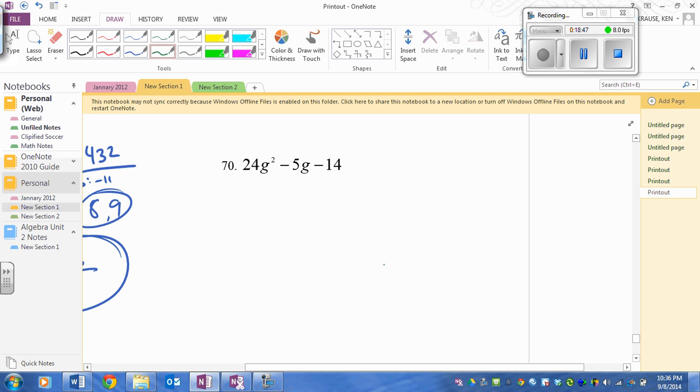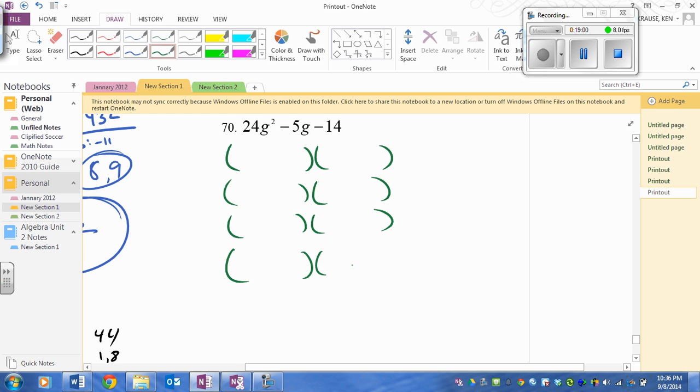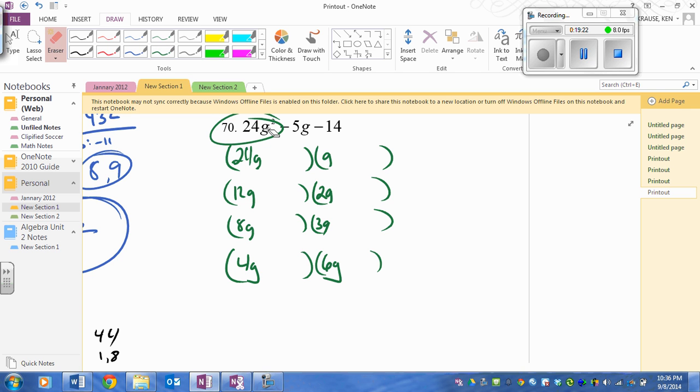And I'm not doing this your way, only because 24 times 14 is just huge. But let me show you what a pain in the neck this one could be. It could be 24g and g. It could be 12g, 2g. It could be 8g and 3g, or 4g and 6g. Just to get 24g squared. I'm going to assume it's this last one. It's probably one of these two.